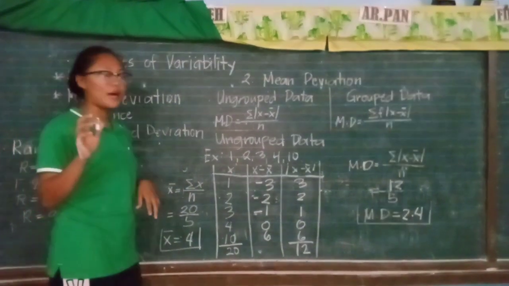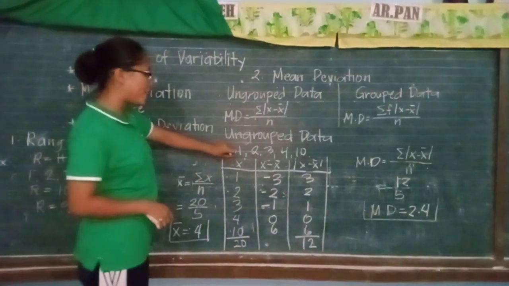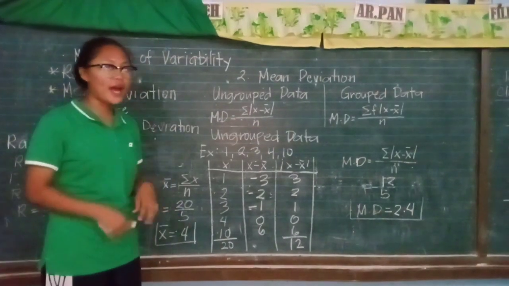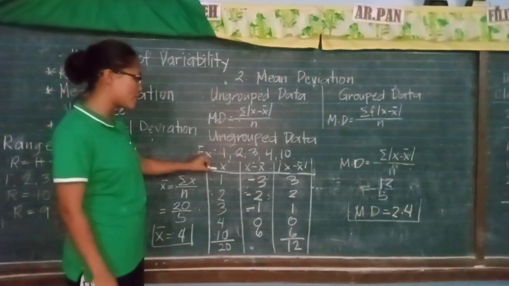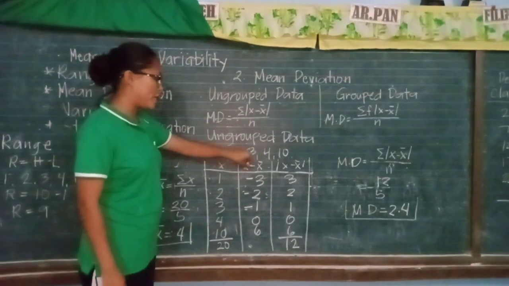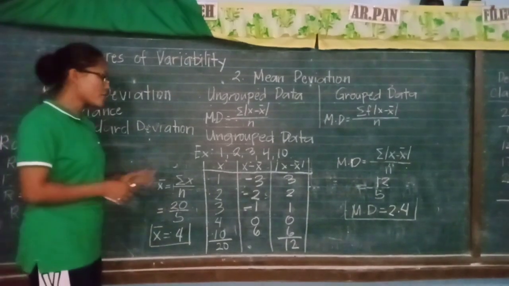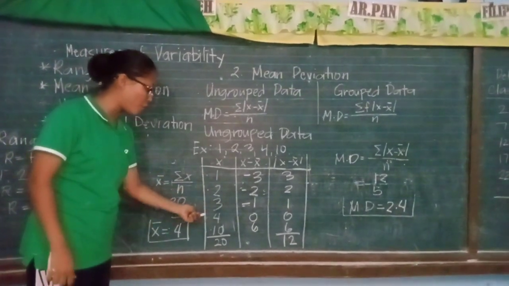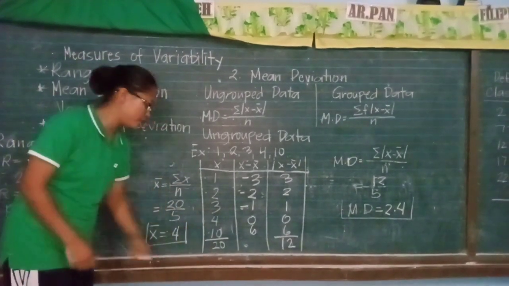And we have our example for our ungrouped data, and that is our given numbers 1, 2, 3, 4, 10. And we have three columns for our ungrouped data, and that is X, X minus mean, and the absolute value of X minus mean. The first column is our given numbers, and that is 1, 2, 3, 4, 10. And the total is 20.